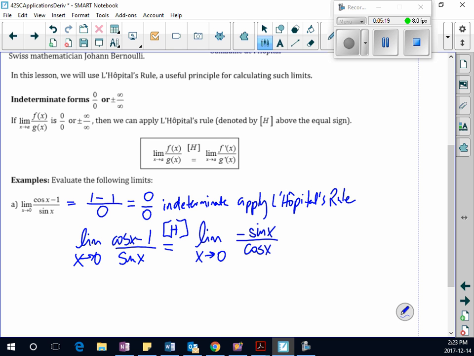Okay, so 0, what's sine of 0? What's cos of 0? 1. So we actually get negative 0 over 1, which is a legitimate answer of 0.